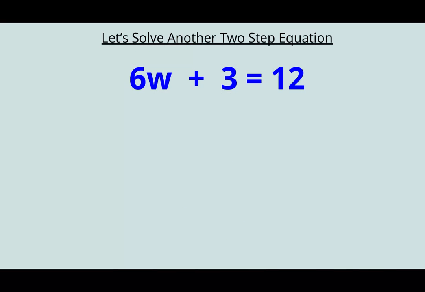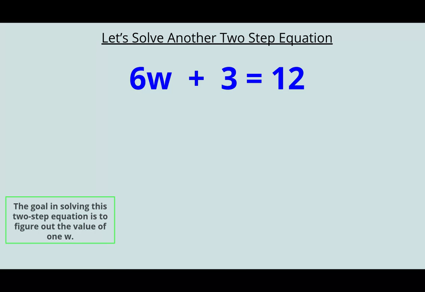Okay, so let's move on to another two-step equation. And this time we've chosen a different variable. I told you the variable can be any letter A through Z. So this one says 6w plus 3 equals 12. Well, the goal in solving this equation is to figure out the value of 1w. I know that 6w plus 3 equals 12. How much is one of those w's worth?